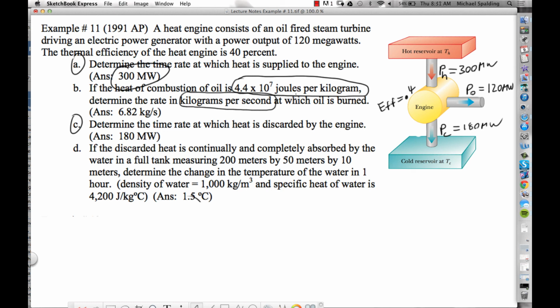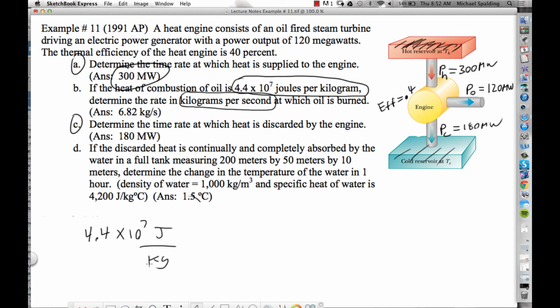Where is the oil being burned? Is the oil being burned down here in the cold reservoir? No. Is the oil being burned inside the engine itself? No. It's being burned where the heat is being generated. Where is the heat being generated? Up here in the hot, right? So they're giving us a piece of information about the hot reservoir. We're being told that we get 4.4 times 10 to the 7th joules per kilogram of oil.